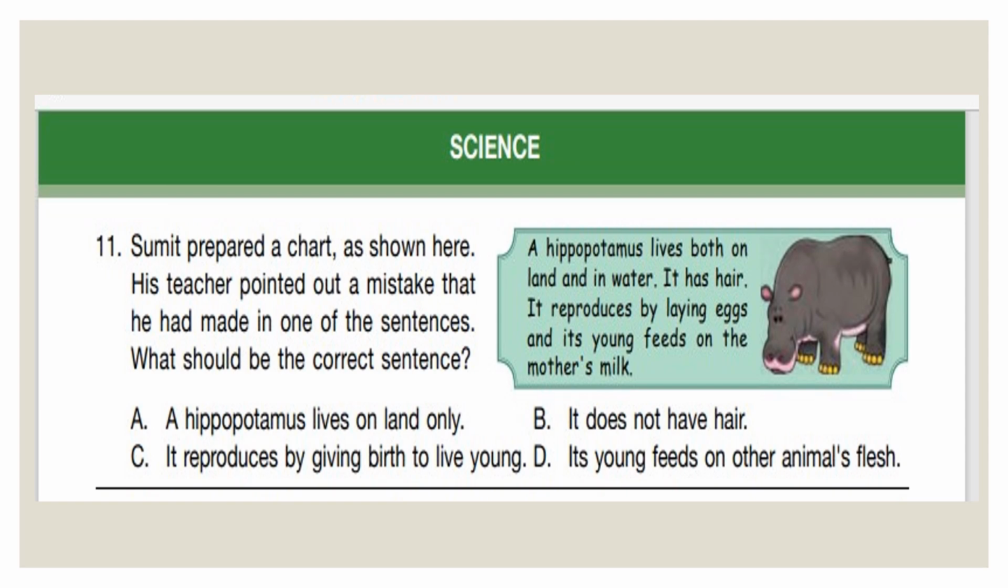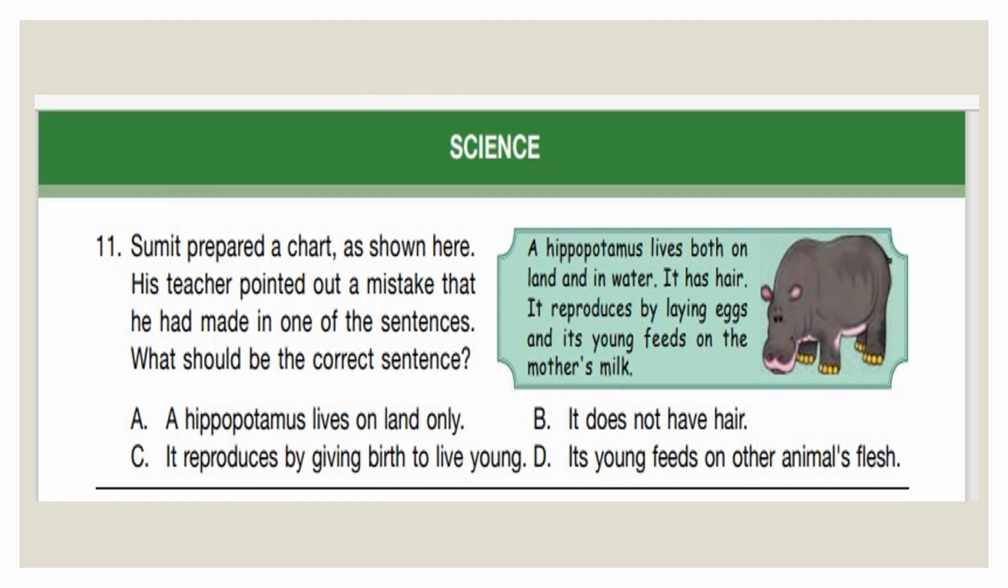Science. Question number 11. Sumit prepared a chart as shown here. His teacher pointed out a mistake that he has made in one of the sentences. What should be the correct sentence? A hippopotamus lives both on land and in water. It has hair. It reproduces by laying eggs, and its young feeds on the mother's milk.